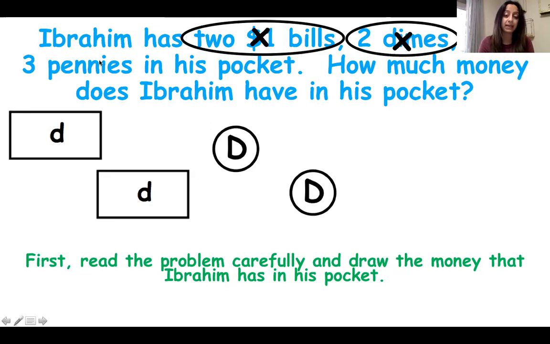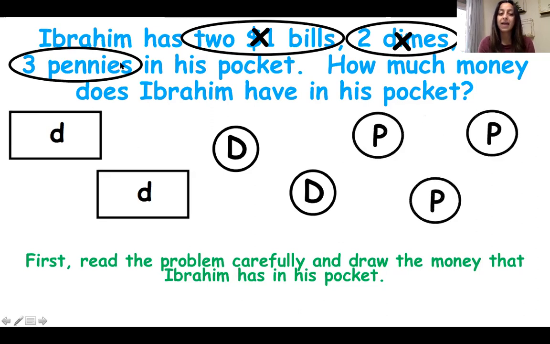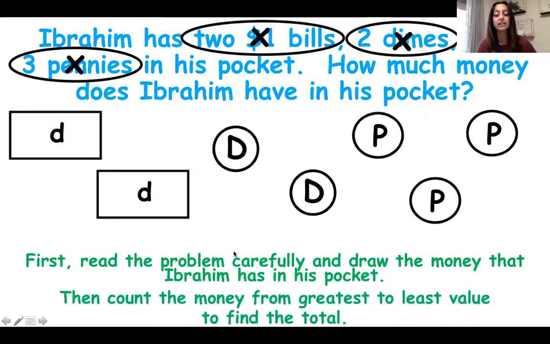And 3 pennies in his pocket. So I'm going to circle the 3 pennies, and I'm going to draw 3 pennies, and then I'm going to cross that out so that I know, all right, I got my 3 pennies. Now I'm going to double check to make sure I didn't forget anything. 2 $1 bills, 1, 2. 2 dimes, 1, 2. 3 pennies, 1, 2, 3. Does he have any more money? Nope, we're good. Now it's time to count the value from greatest value to least valued money.